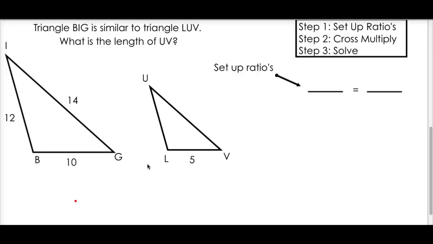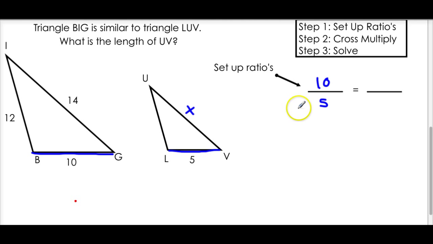Let's solve this problem. Triangle BIG is similar to triangle LUV. What is the length of UV? Now we don't know what UV is, so let's put an X there. When we don't know something, we like putting X's. Now the second thing to do is to set up your ratios, okay? And let me tell you this. I see that the ratio of the smallest side of BIG to the smallest side of LUV is 10 to 5. The smallest side of BIG to the smallest side of LUV.